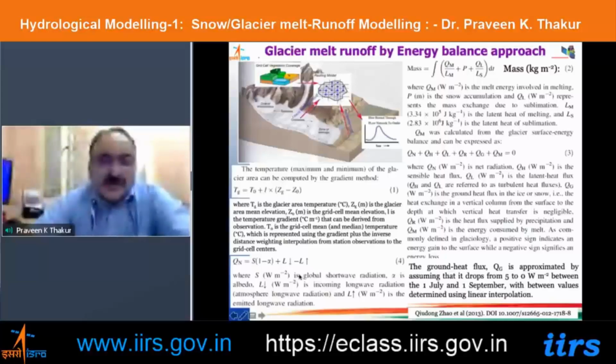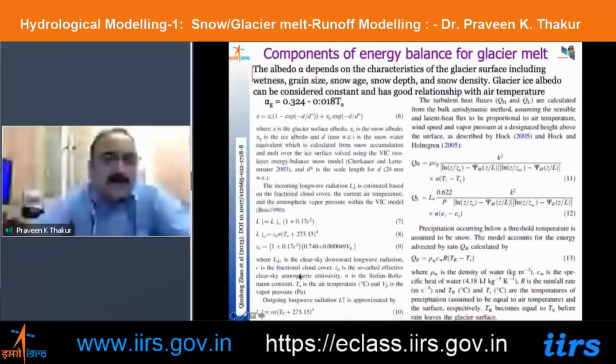For the glacier, the albedo is taken as constant. This is 0.34, and it is a function of air temperature. Okay. But if you take the overall albedo, it is a function of the snow albedo and the glacier albedo, and it is also a function of the snow water equivalent from the snow accumulation and melt over the snow and ice using the WIC model, which we discussed previously. And D star is the scale length for the melt water equivalent, which is 24 millimeters.